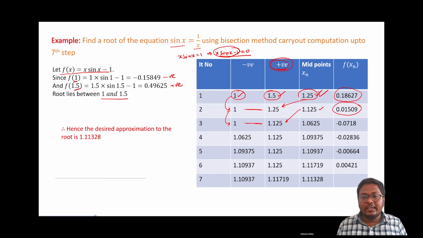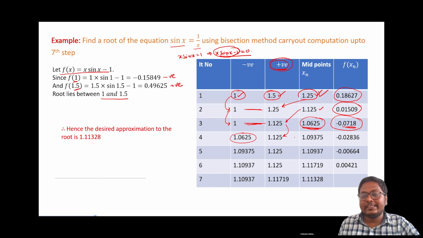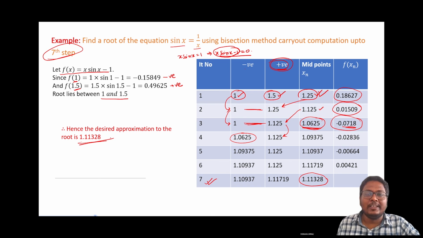Now again find the midpoint of these two. This is your midpoint and the functional value is this, and here it is a negative value. So negative means this value will be updated in the negative position and the positive position will remain the same. Again the middle value. So like this, as said here, carried out to the 7th step. In the 7th step I am getting the root, this. So my root is this. So I will stop here.